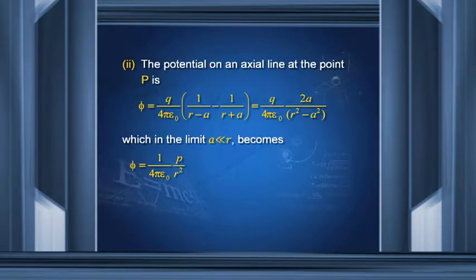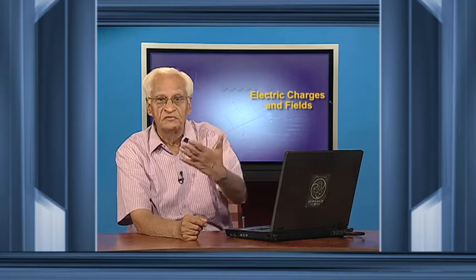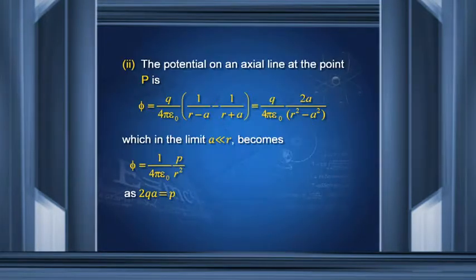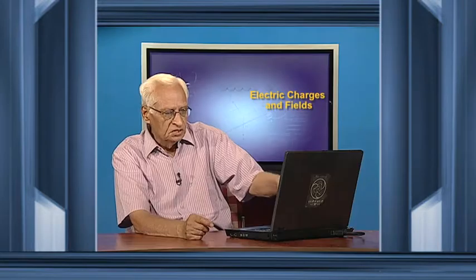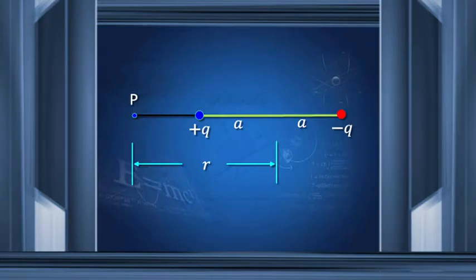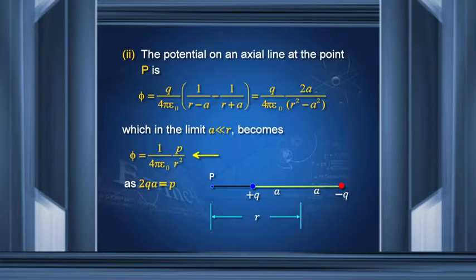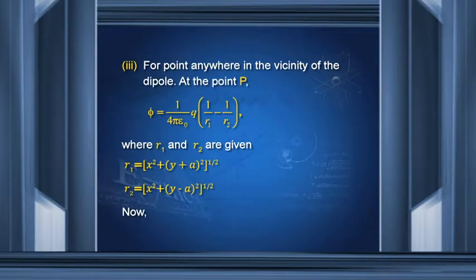The potential is 1 by 4 pi epsilon 0 p by r squared in the limit in which a is much less than r, and 2 a q as before is equal to p. So, the potential due to this dipole moment p is 1 by 4 pi epsilon 0 into p by r squared. Similarly, we can find the potential at any point P.